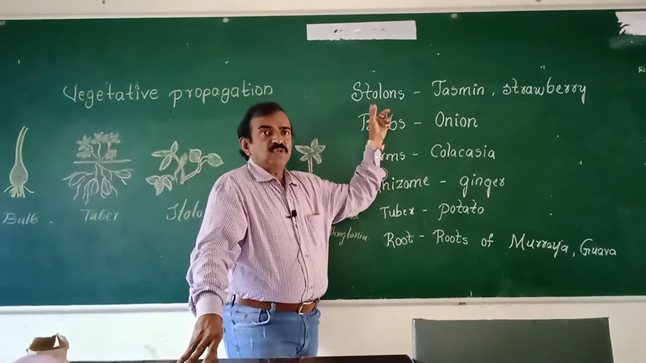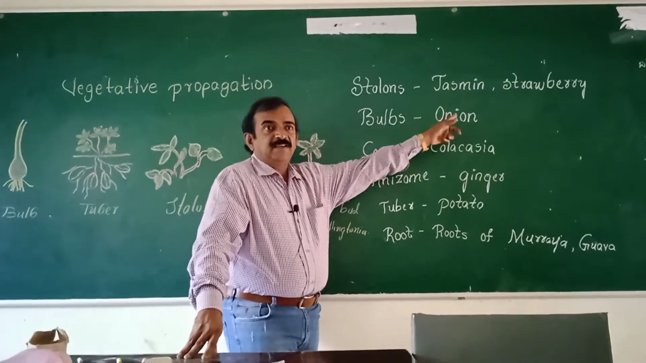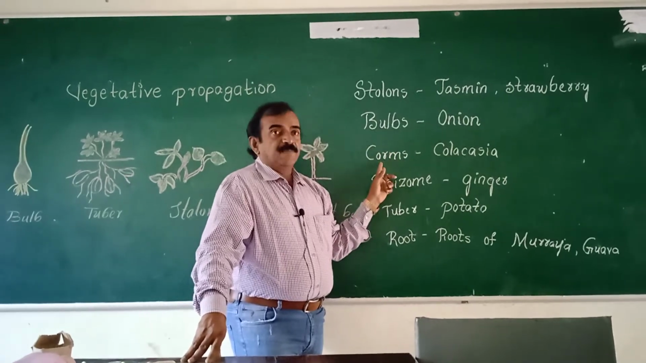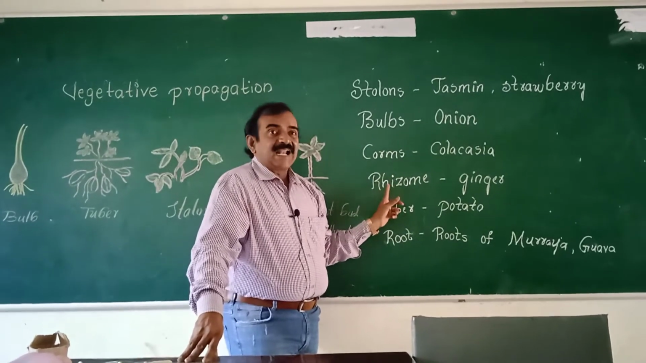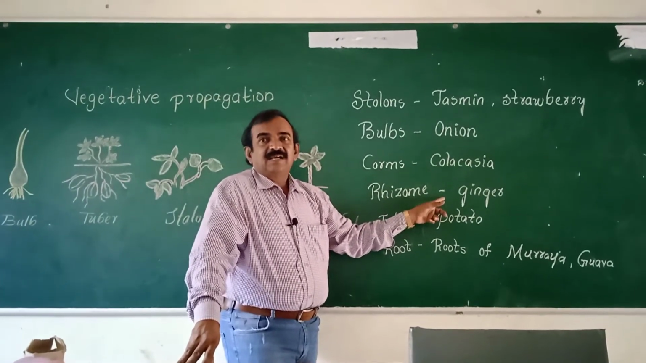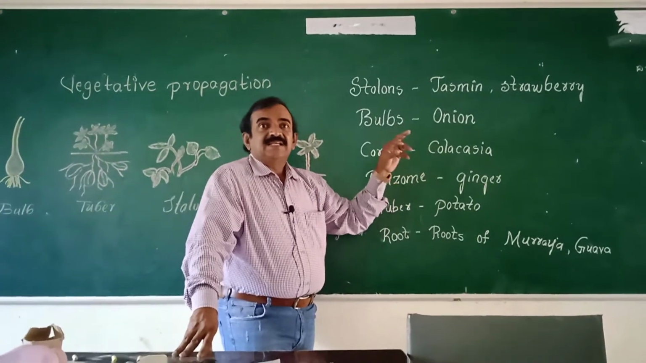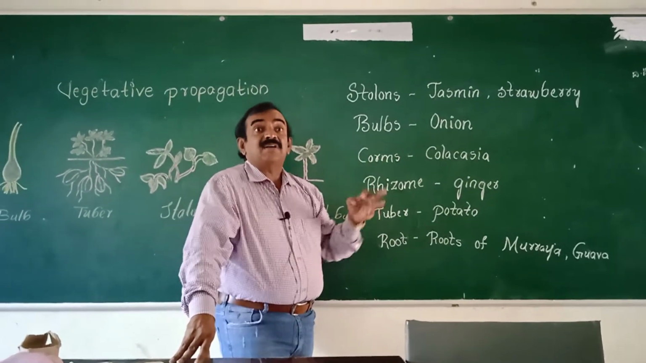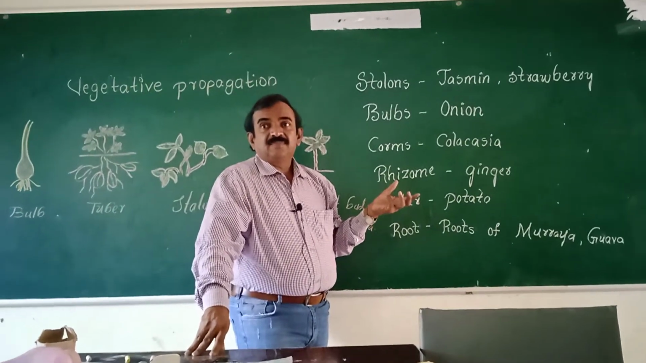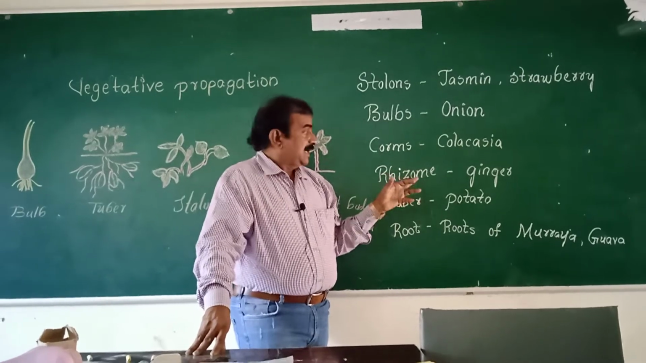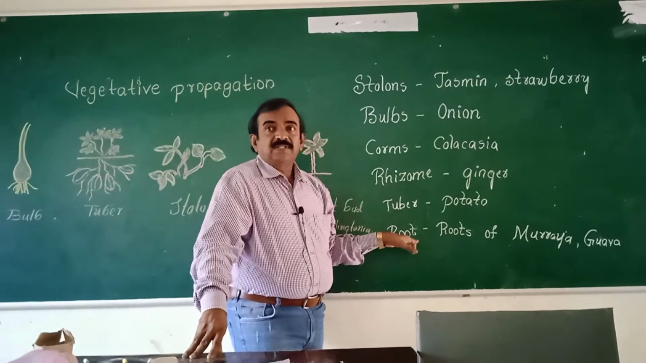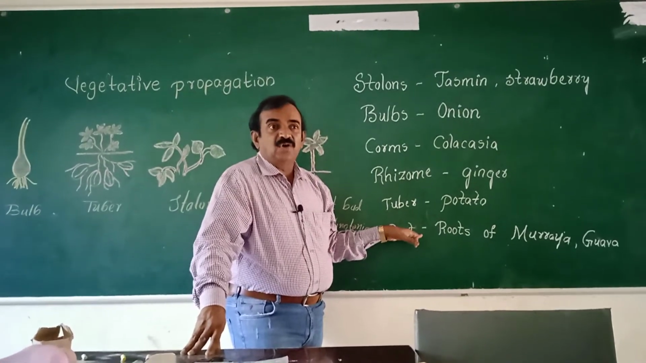Stolon. Jasmine and bulbs. Onion. Corms. Colocasia. Rhizome. Ginger. Ginger is a modified stem but not a root. It is a modified stem. And next you see tuber, potato. And next you see roots. That is Murraya. Roots of Murraya.